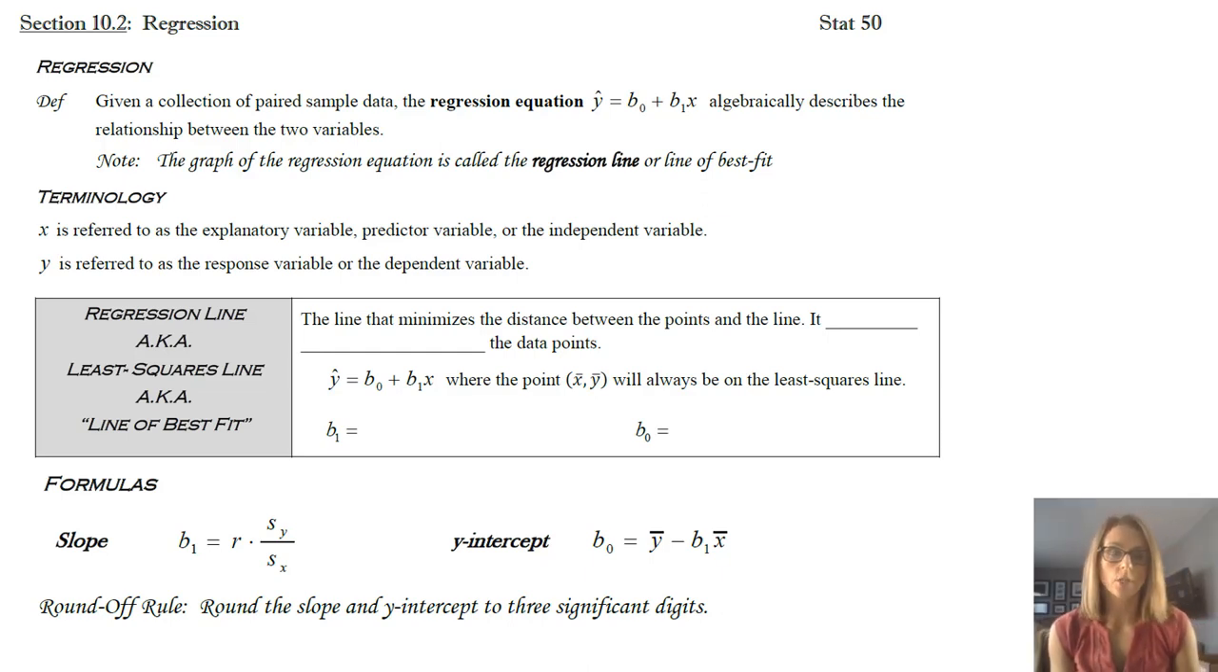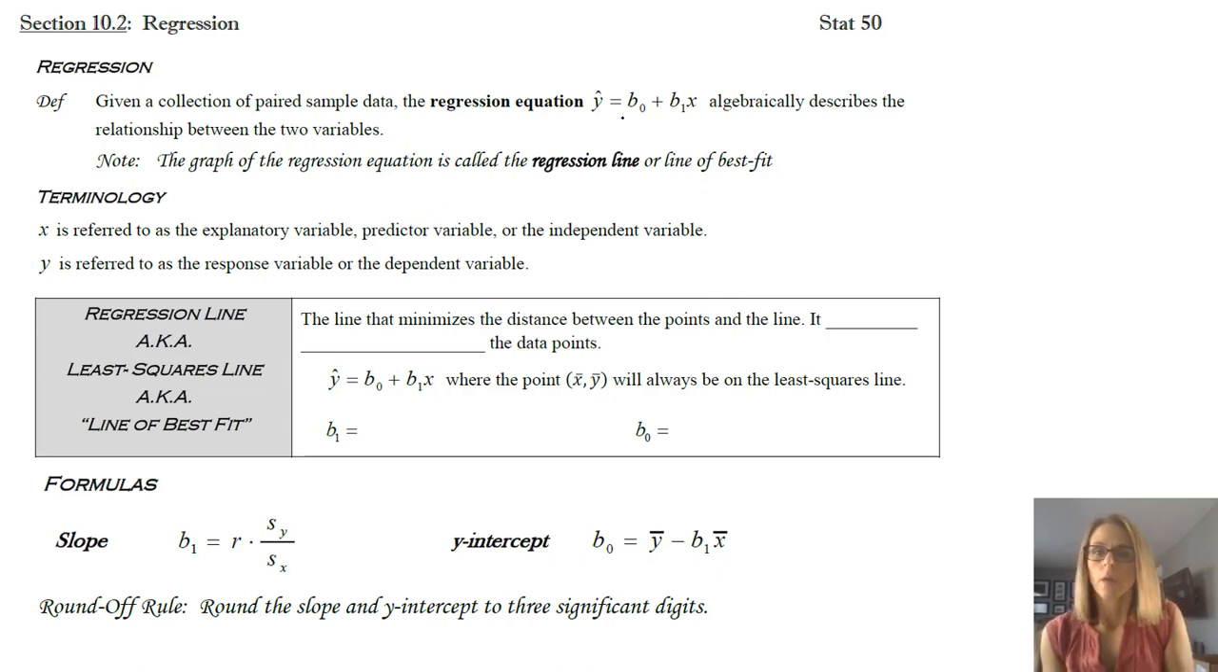So in section 10.2, which is called regression, we're going to talk about the regression equation. And that is also called the line of best fit. And it's basically just if your data sits in a line and that line is strong, you know, that data has a strong correlation, then we're able to come up with a line of best fit, which allows us to predict other values in the line.